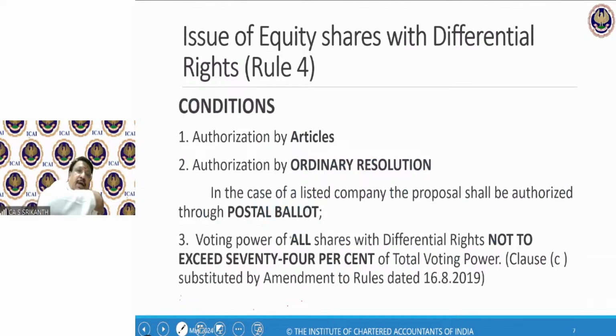For a company to be able to issue equity shares with differential rights, certain conditions are to be satisfied. One is that there should be an authorization in the articles. Then there should be an authorization by an ordinary resolution. So immediately you should write down: issue of equity shares with differential rights, ordinary resolution. In case the company is a listed company, it has to be done compulsorily by postal ballot.